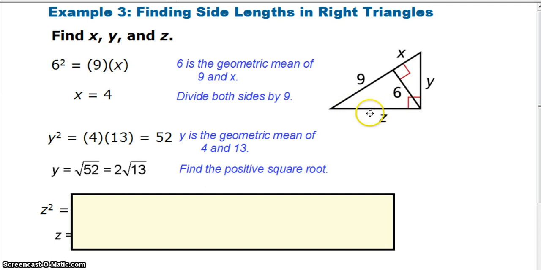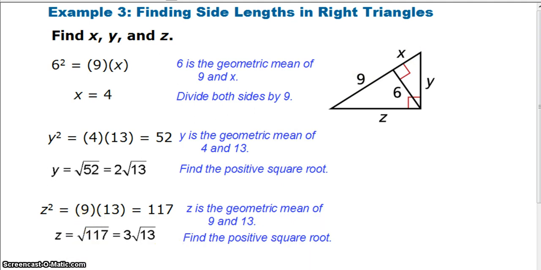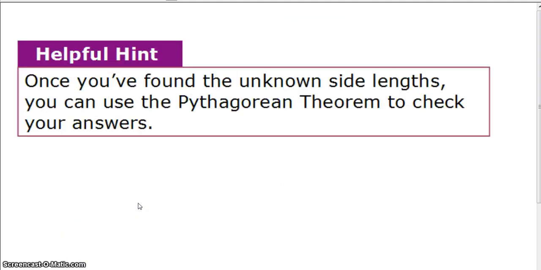And finally, z squared. Can you finish it? Come back. Good. 9 times x, right? 9 times the hypotenuse, which is 9 plus x, so 13. And so z equals 3 square root of 13. Here's a great helpful hint. Once you've found the unknown side lengths, you can use your Pythagorean theorem to check your answers, right? If you have time, it's a great check.